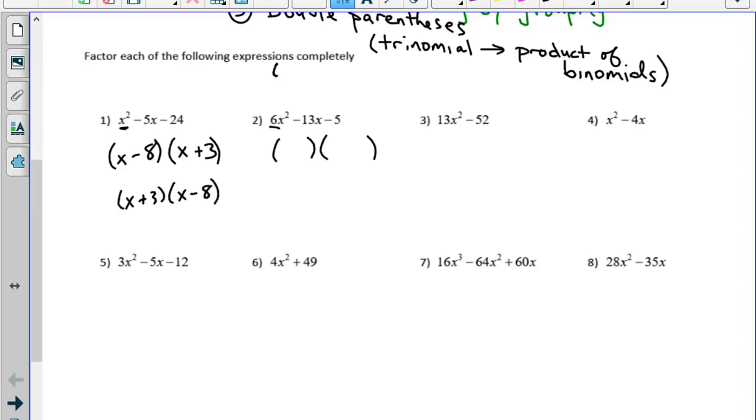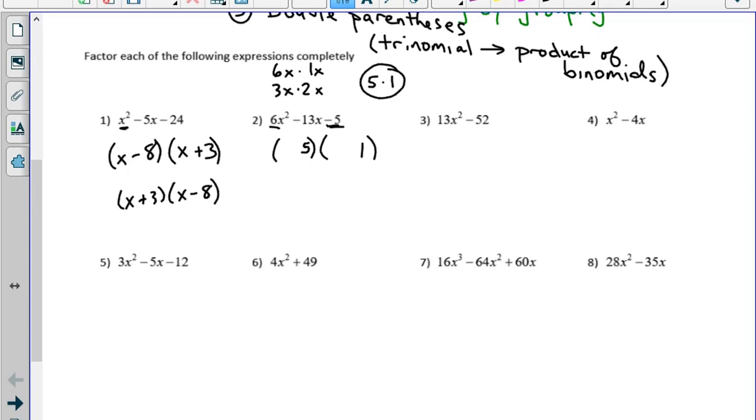6x squared could be 6x times 1x or 3x times 2x. But 5 can only be 5 times 1. That's the only way that I can ever write 5. So I'm going to write a 5 here and a 1 here. That's the only way I can ever do that. Could I write 1 and 5? Yes, I could. But since this is prime, I'm going to focus on filling that one in first.